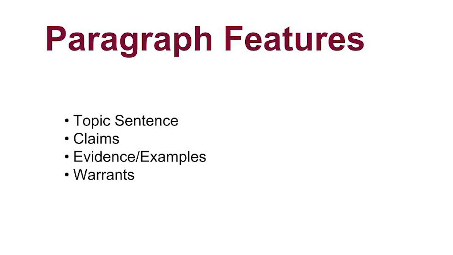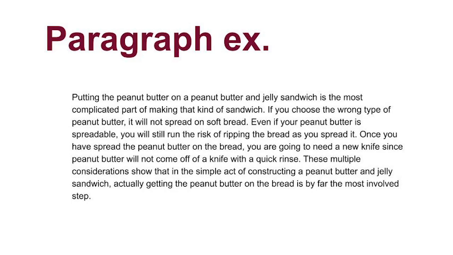This may sound complicated at first, but it will make a bit more sense if we look at an example. You may remember us talking about making a peanut butter and jelly sandwich in a previous video. Let's look at a paragraph that might have come from such an essay. Putting the peanut butter on a peanut butter and jelly sandwich is the most complicated part of making that kind of sandwich. If you choose the wrong type of peanut butter, it will not spread on soft bread.